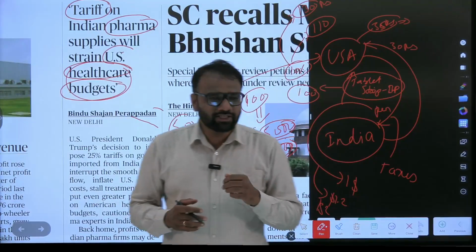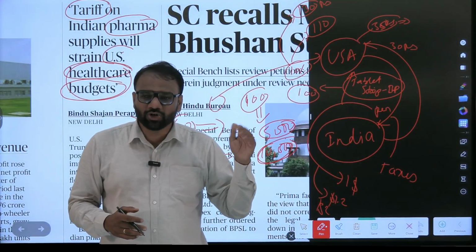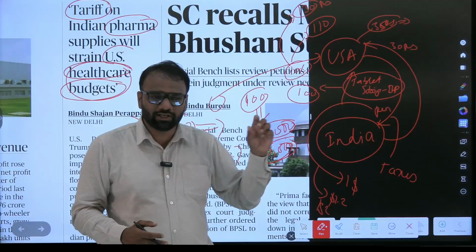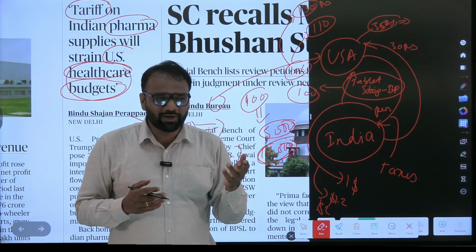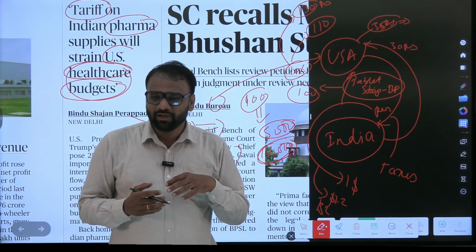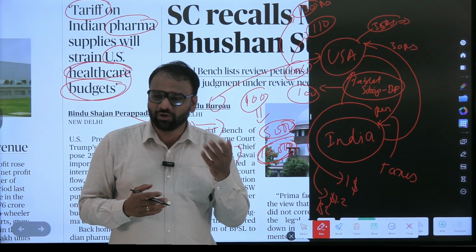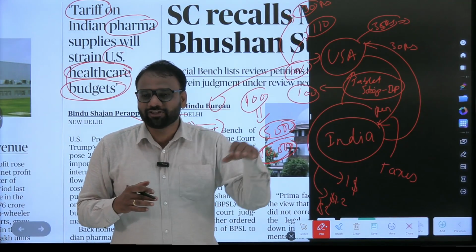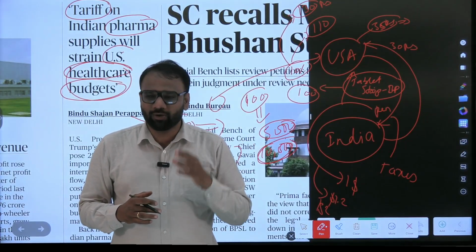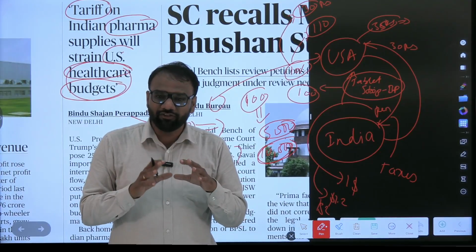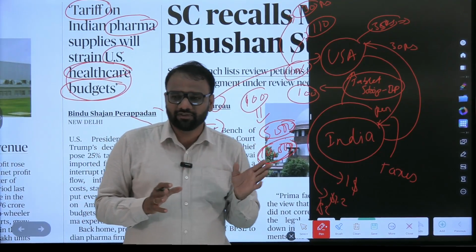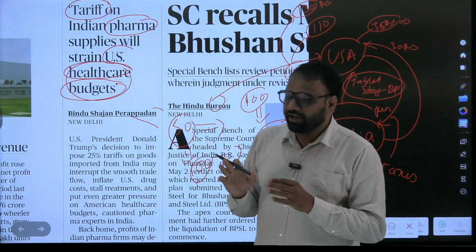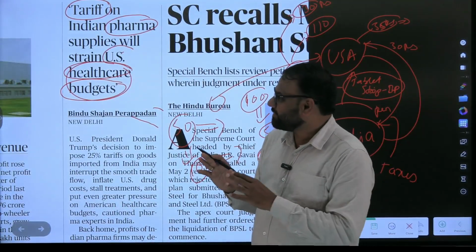Now let's assume there is some cancer patient or some other patient who is not covered under the government program. Now when he goes and purchases a tablet which is imported from India, previously it was available for 100 rupees, now it has become 130 rupees. Now that patient, if he is rich enough, then it is okay. But if he cannot afford it, then what happens? He will have a negative image about the government in the USA. Because of the coming of this new government, they have increased the taxes. So that kind of negative impact will also be there in the USA as well. But here in this article, what have they highlighted? They have highlighted that tariff on Indian pharma supplies will strain US healthcare budgets.